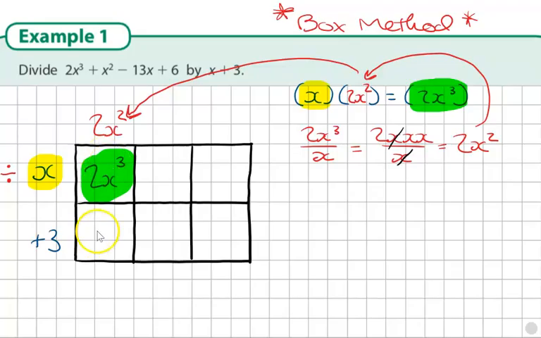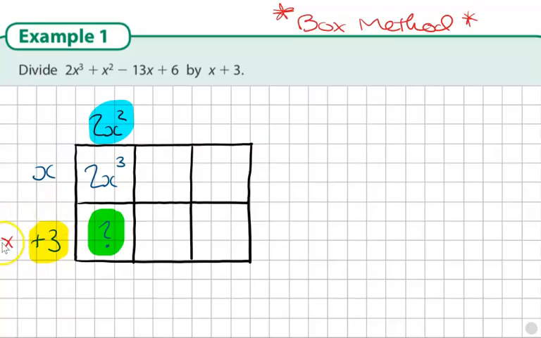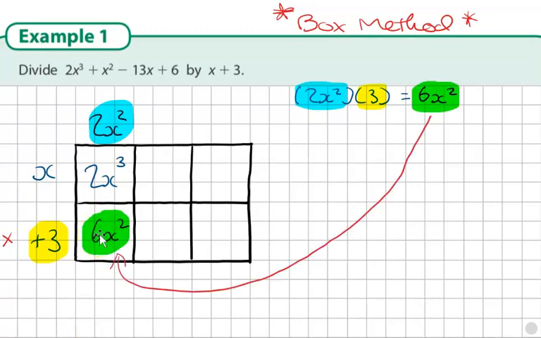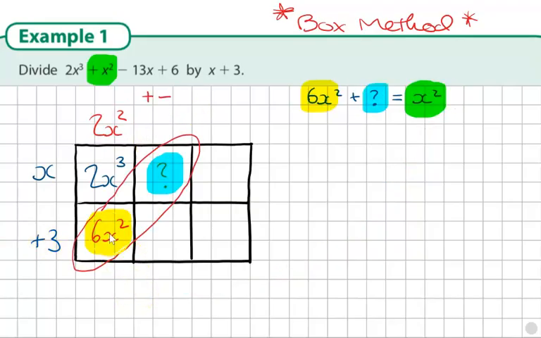So we're going to move down now. We're going to try to figure out what goes in this box. So here we're multiplying. 3 multiplied by 2x squared gives us something. So 2x squared times 3 gives us 6x squared. So 6x squared goes in that box. We're going to go diagonally again now. So we're going this way. And we are trying to figure out what goes into this box.